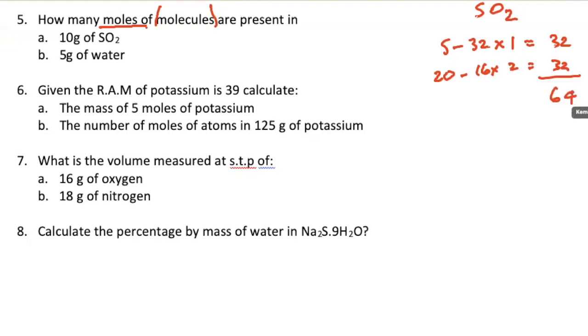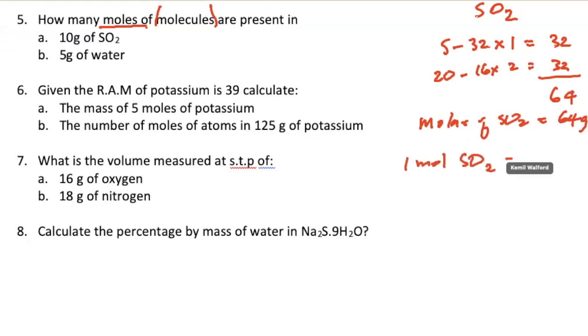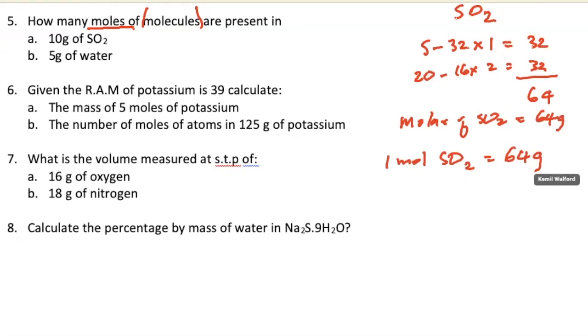So we know that the molar mass then, so we'll say the molar mass of SO2 is equal to 64 grams. So in other words, 1 mole of sulfur dioxide has a mass of 64 grams. So that's the statement we will write. We'll write that 1 mole of SO2 is equal to 64 grams. So we want to find out how many moles of the SO2 molecules here would be equivalent to 10 grams.